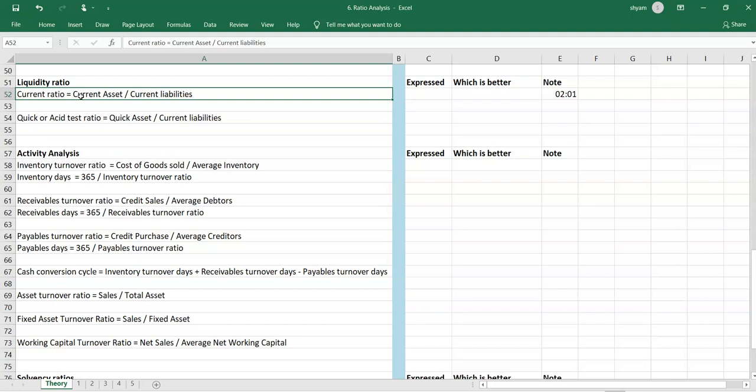Assets that can be converted into cash within a year are called current assets. Current assets can be things like stock, debtors, receivables, cash equivalents, short-term investments, like that. These are things which can be converted into cash within a short period of time. A short period of time is 1 year.